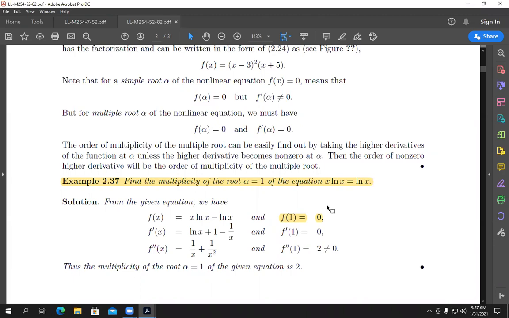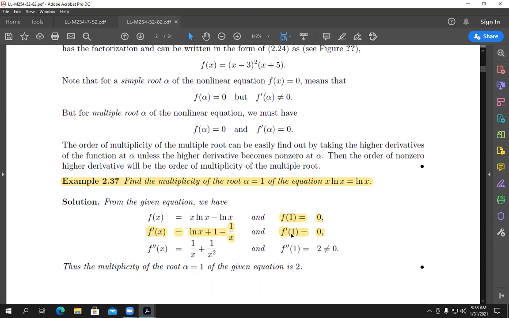Now when you know the root, we have to check whether it is simple or multiple. How can we check? We generally take the first derivative. What is the first derivative of this one? You are very good at finding derivatives. Applying the product rule, you have this one. And then you check the derivative at 1, which gives you 0, because ln 1 is 0, 1 over 1 is 1, and 1 minus 1 is 0. So we have f dash equal to 0. This means it is a multiple root.